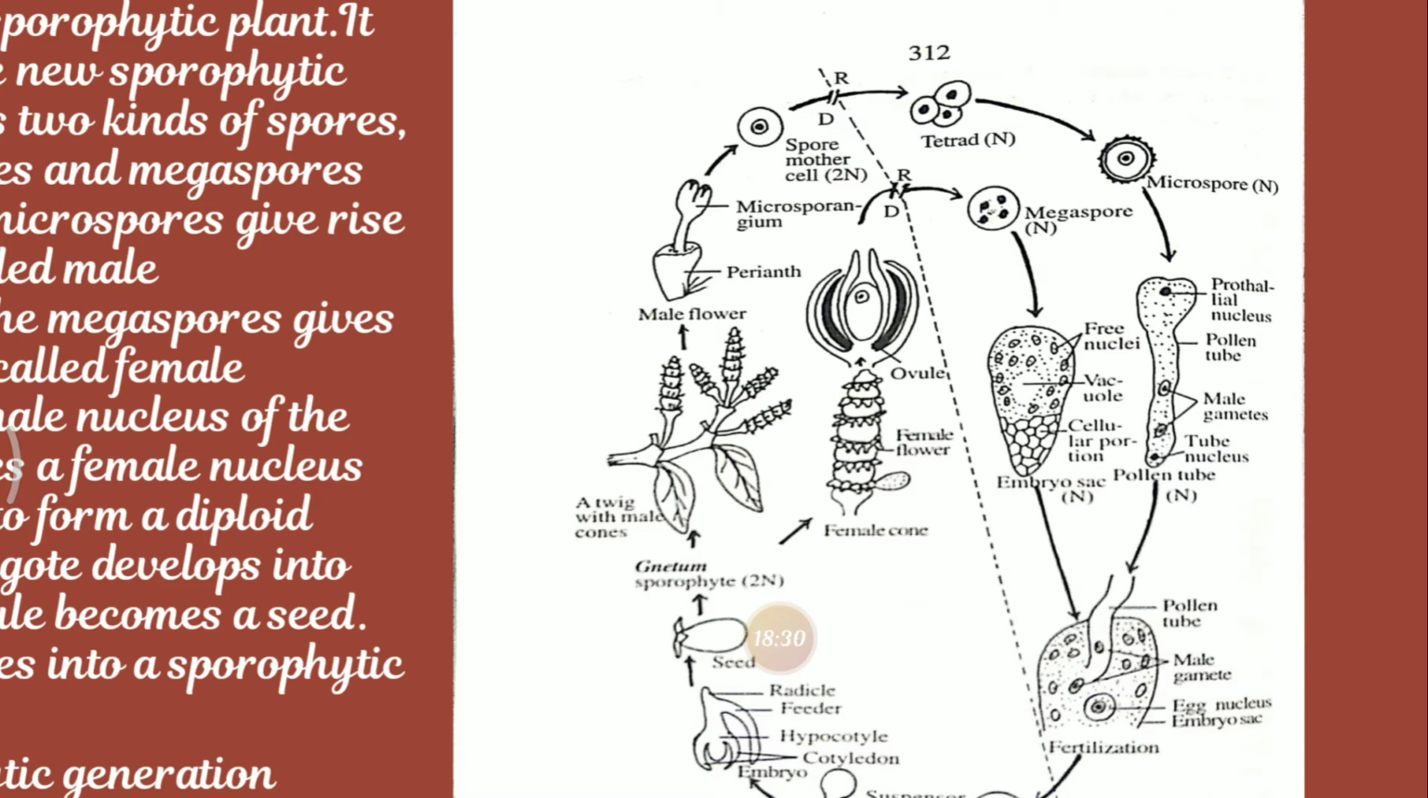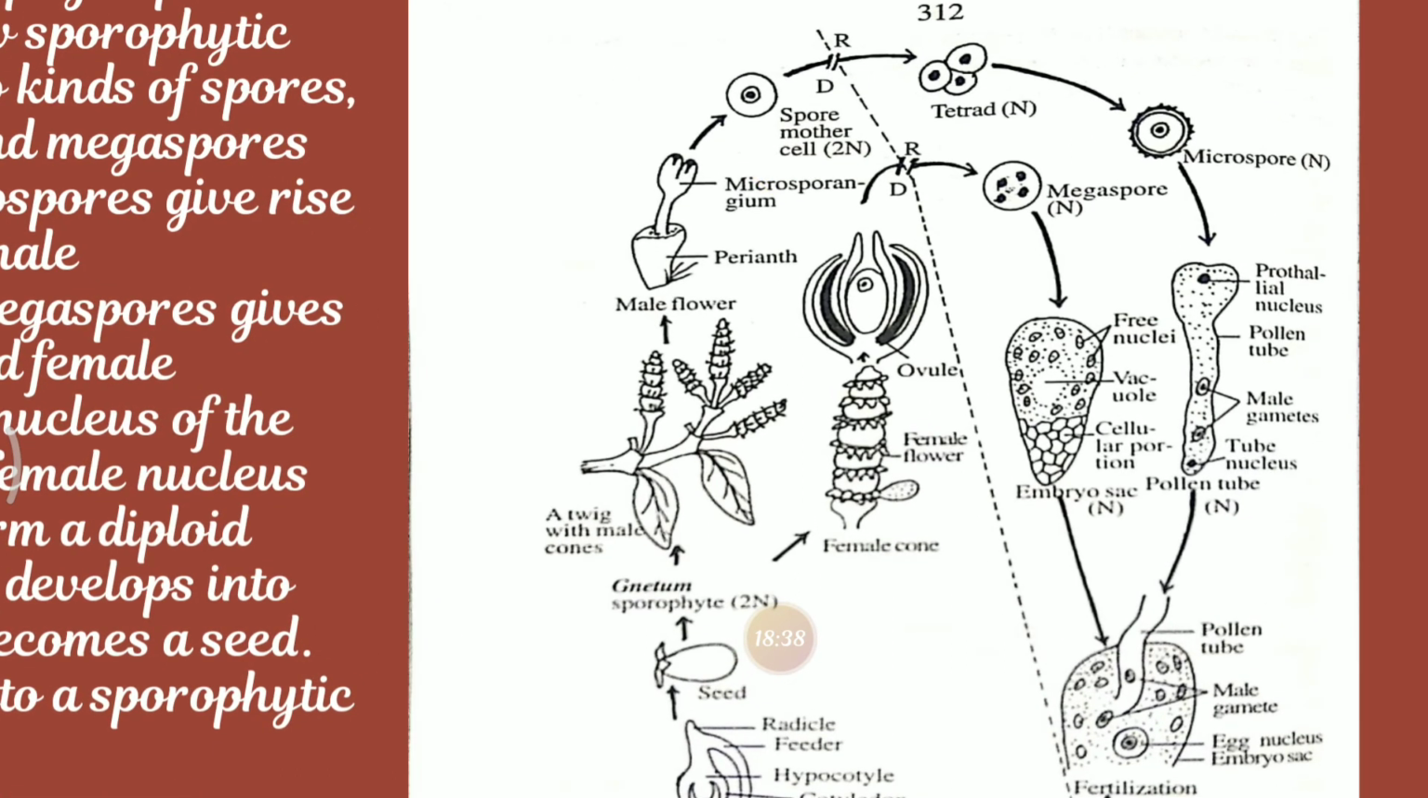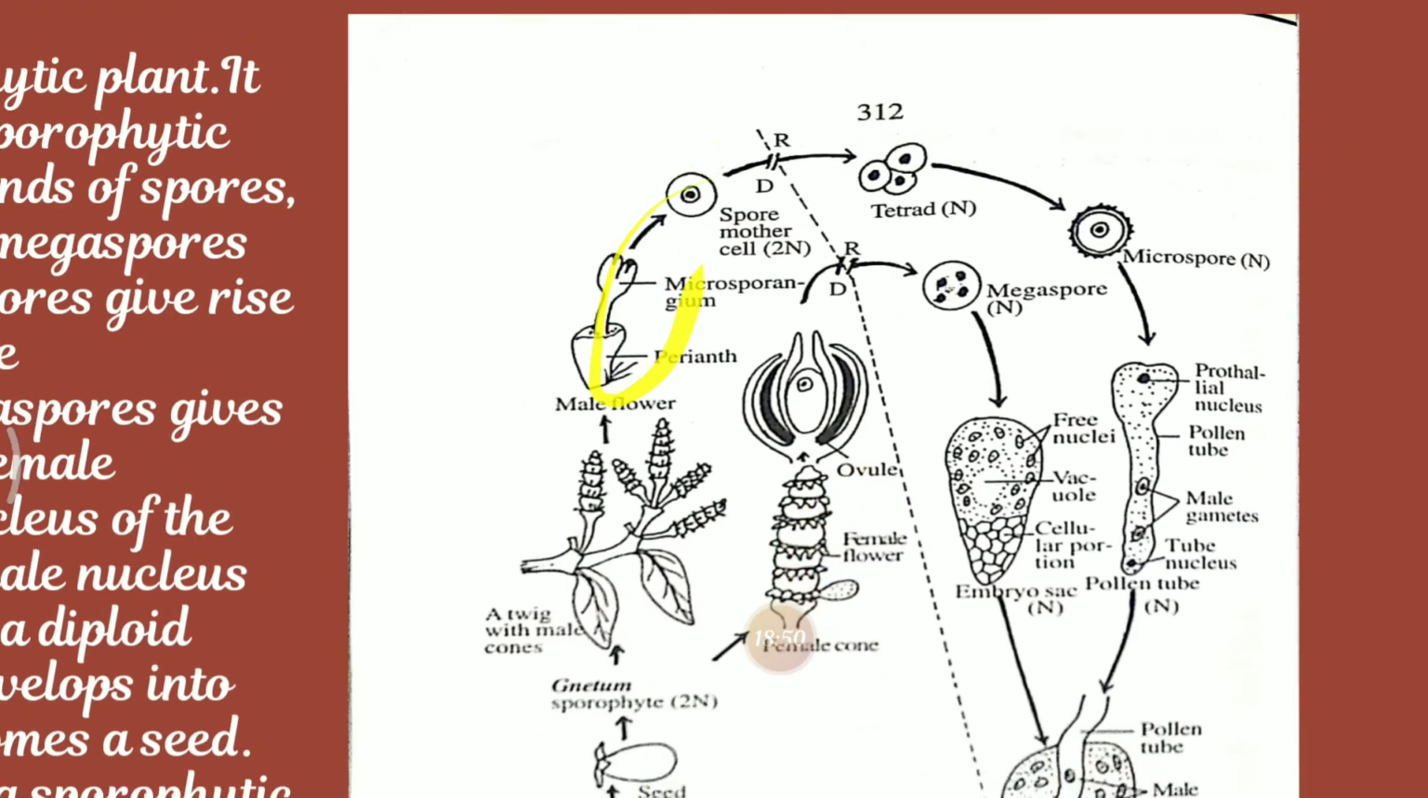And the stem is woody, and some of them are even creepers, and some of them are shrubs, and some of them are trees here. Lastly, coming to the venation, it is reticulate. Gnetum is heterosporous. It produces two kinds of spores called microspores and megaspores, isn't it?